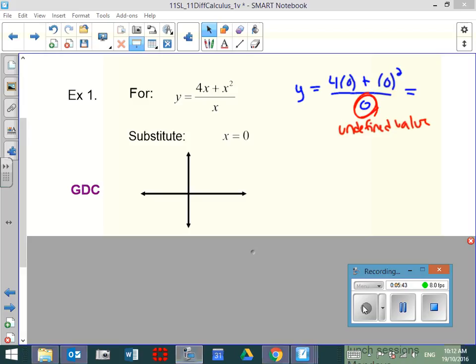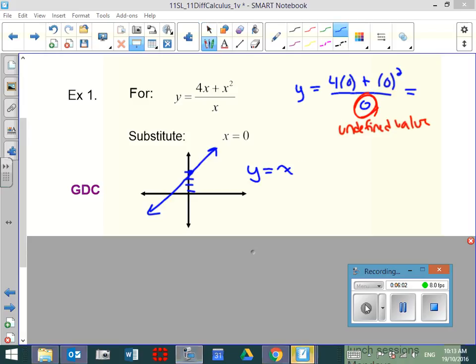Take a moment to pause the video and graph this function in your calculator and go ahead and draw a sketch of what this graph actually looks like. If you sketch this function, it looks like a linear function, and it looks like the function y equals x plus 4. So I have a gradient of 1 and I have a y-intercept of 4.